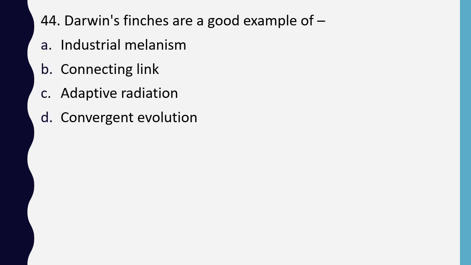Question number 44. Darwin finches are good example of industrial melanism, connecting link, adaptive radiation, convergent evolution. Darwin finches are good example of. The correct answer is option C, adaptive radiation.